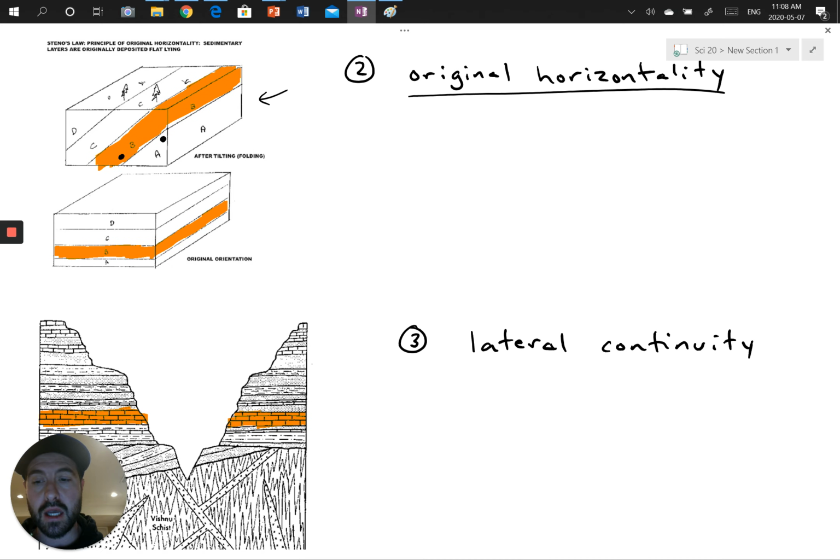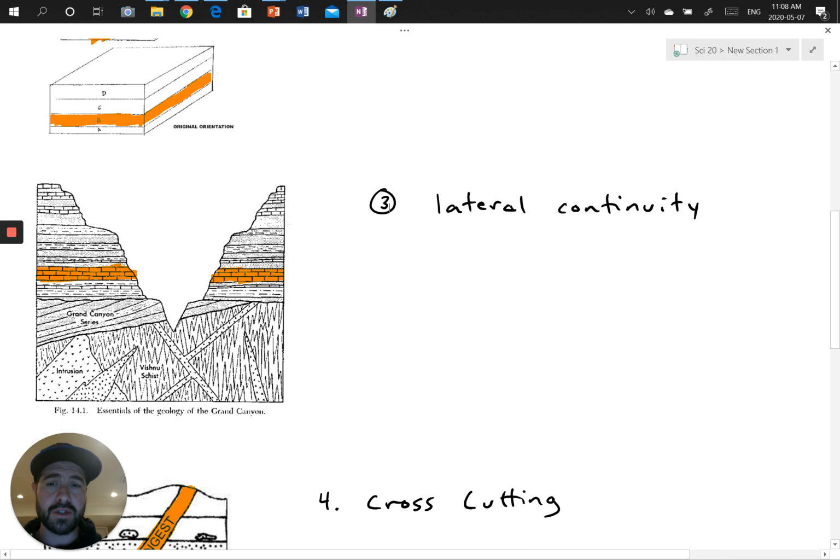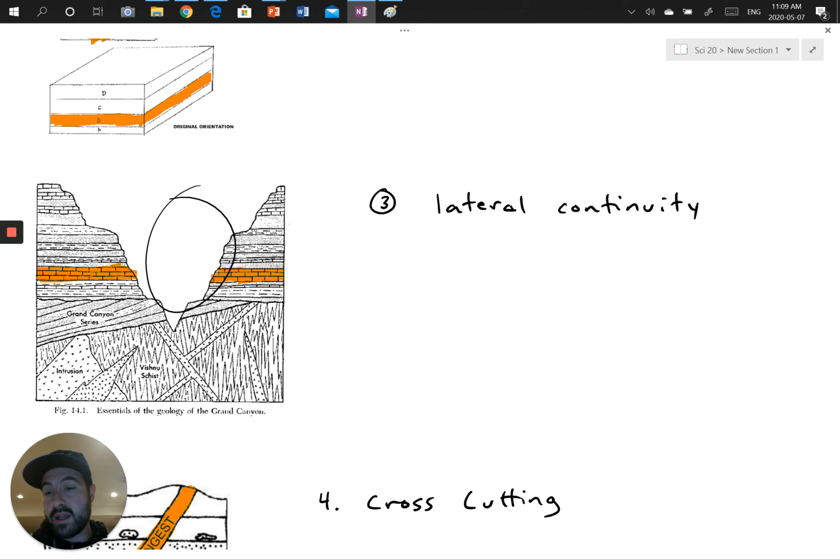The third principle is called lateral continuity. Basically all this means is I can have structures that are separated by space that were still built at the same time. This would be like the Grand Canyon, for example. All of this rock once existed, but it was eroded by water, well, mostly water in the Grand Canyon, water, wind, whatever.